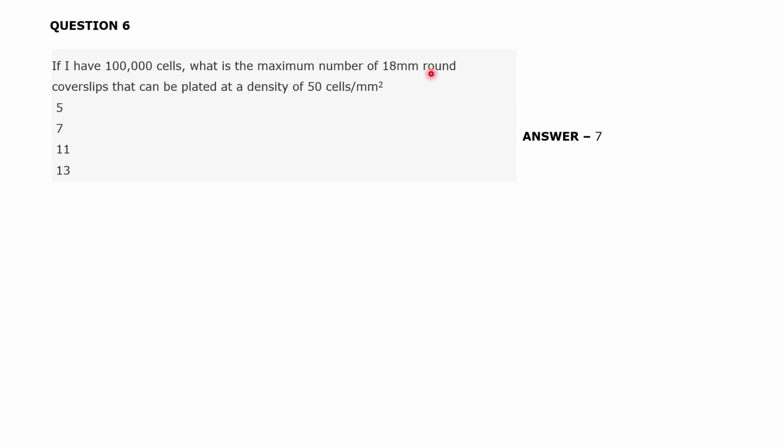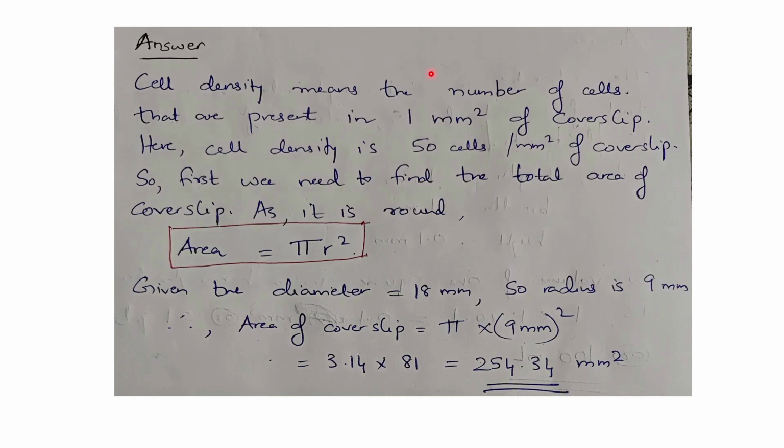The length of the cover slip is about that. So from that you can find the radius, right? If it is 18 millimeter, then that is the diameter. The radius is always half of the diameter, so it comes out to be 9.